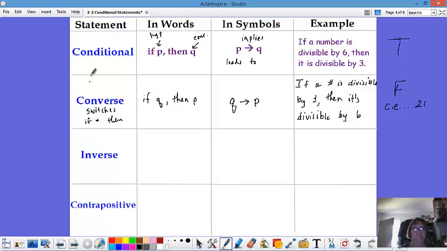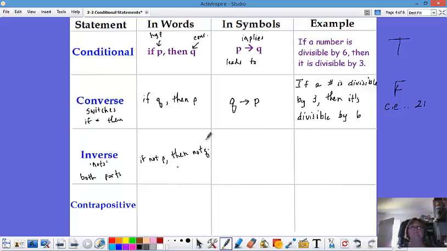The inverse is another rearrangement of things here. In the inverse, what I like to say is it nots both parts. It negates both parts. And what I mean there is we'd say if not P, then not Q. If P doesn't happen, then Q won't happen. That's the inverse. It negates both parts. Notice the order went back to the original conditional. All of these are ways to arrange that conditional statement.